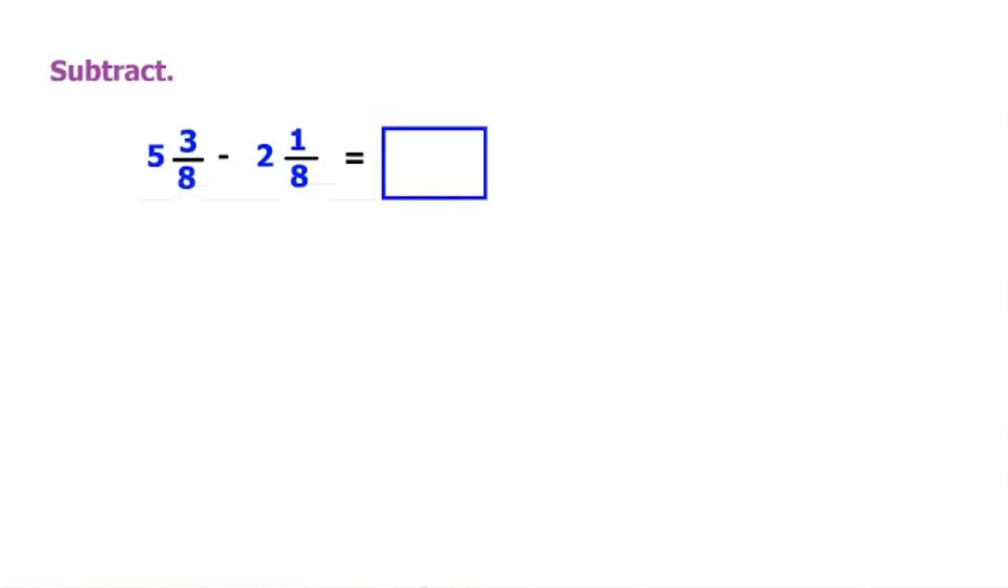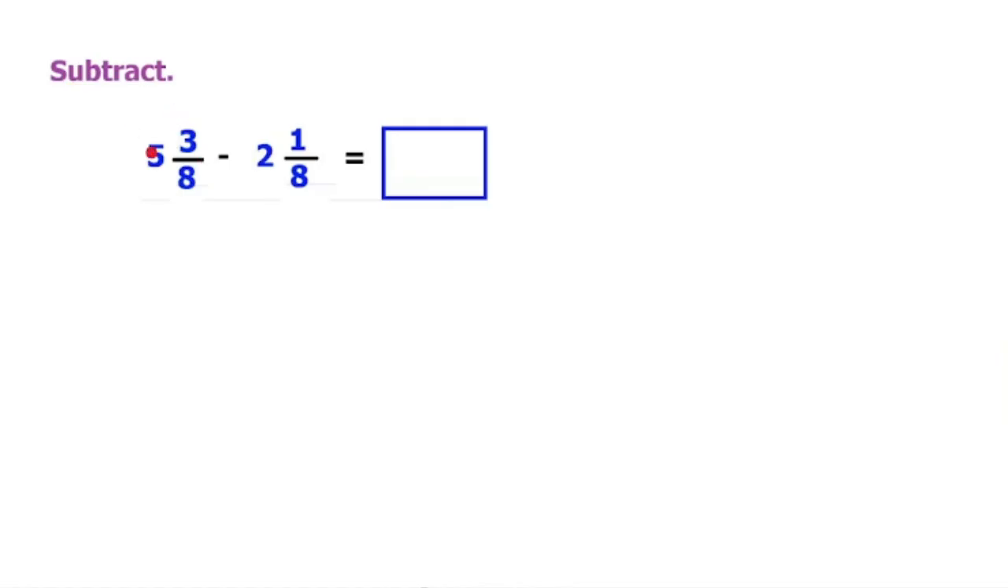In this video, we're going to subtract fractions, and these fractions are called mixed numbers. They have whole numbers with fractions in them. So if we have a problem like this that says subtract 5 3/8 minus 2 1/8, what does this mean?